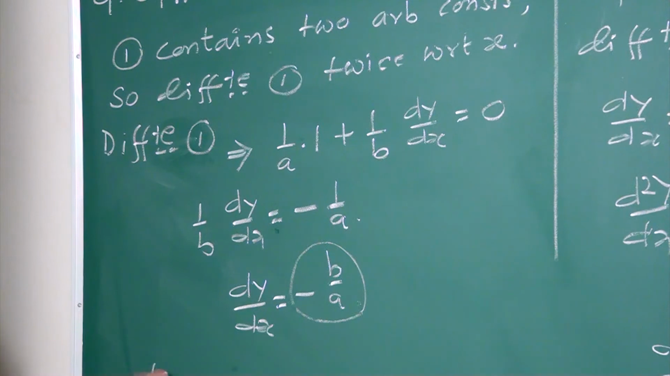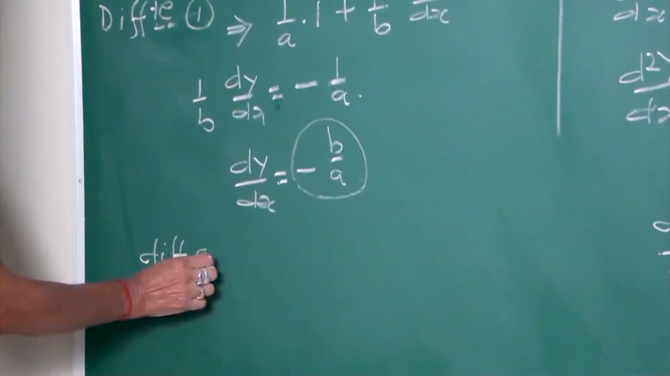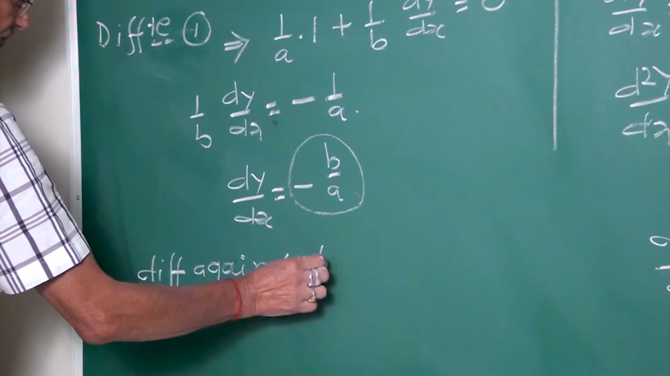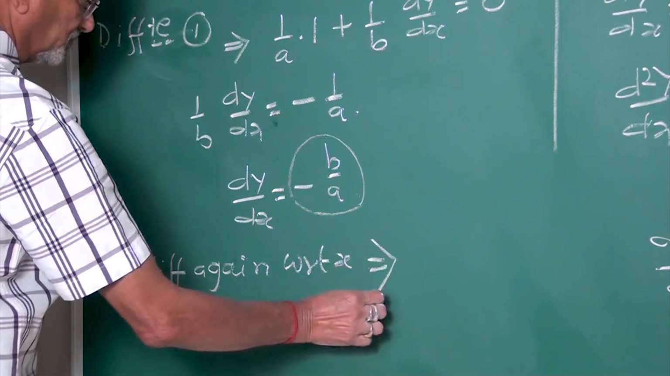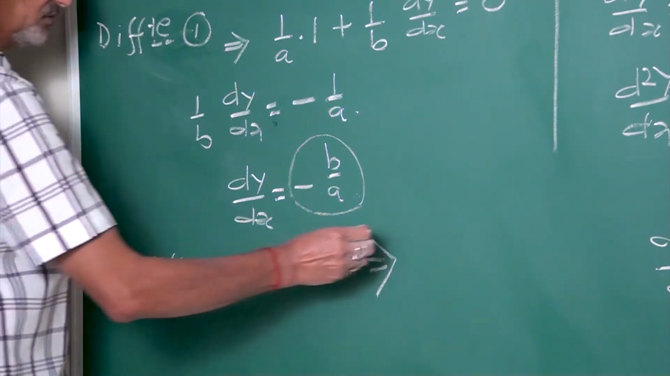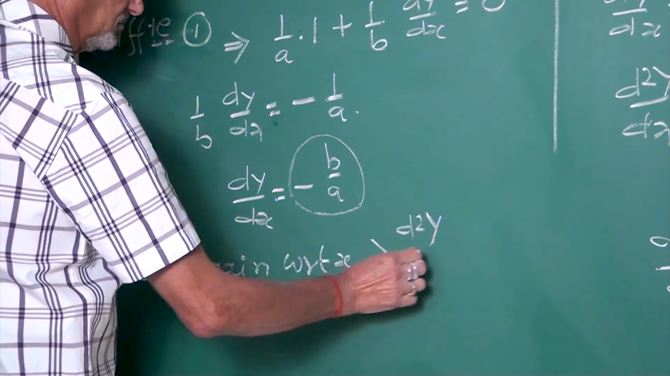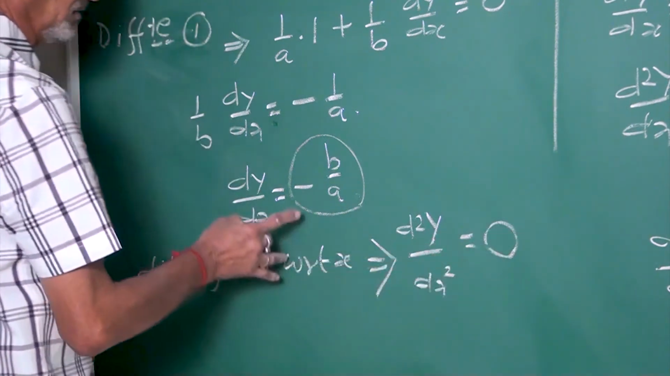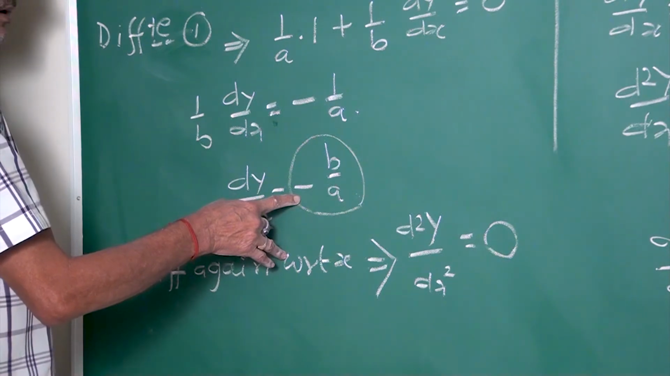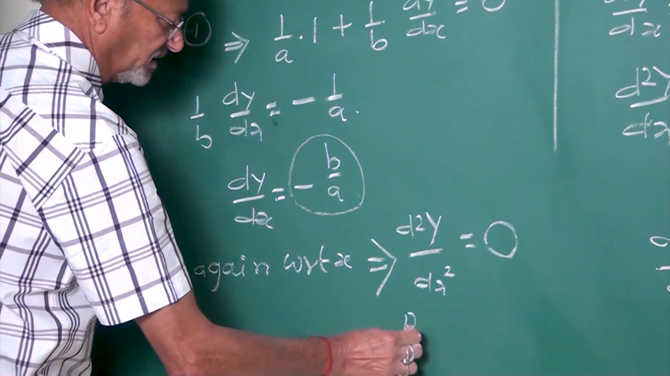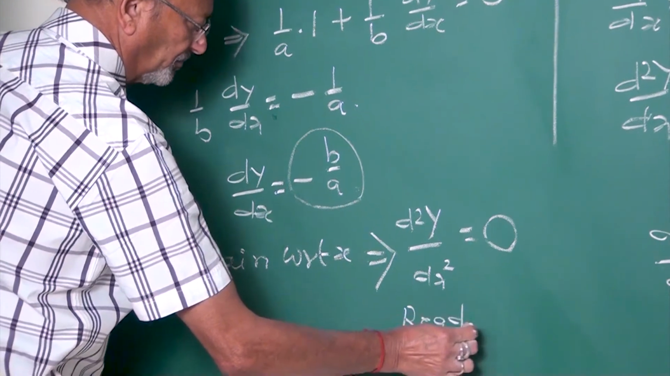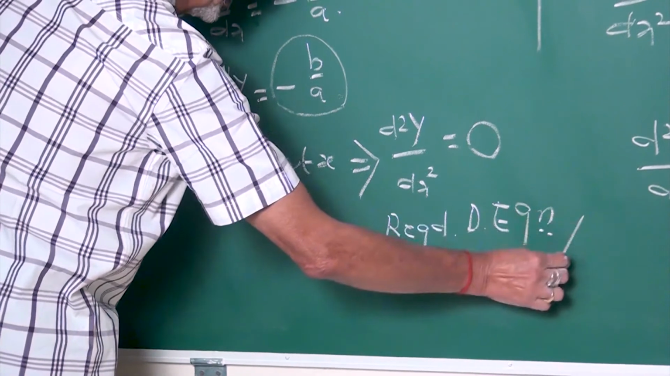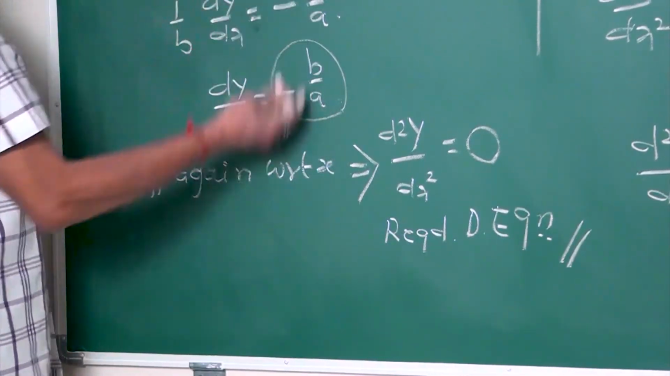Differentiate again with respect to x, second time. This gives derivative of first derivative is second derivative, equal to, my friend, purely constant, derivative is 0. What is this? Required differential equation. Hope it is clear.